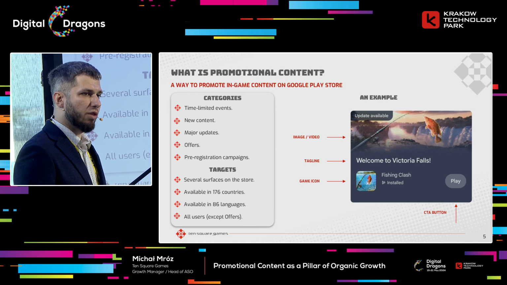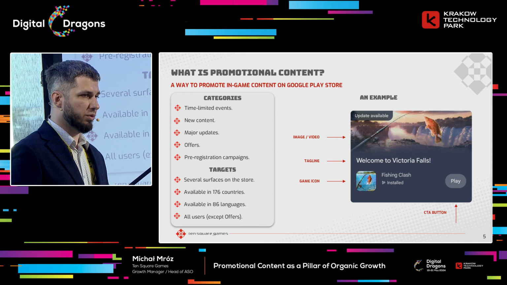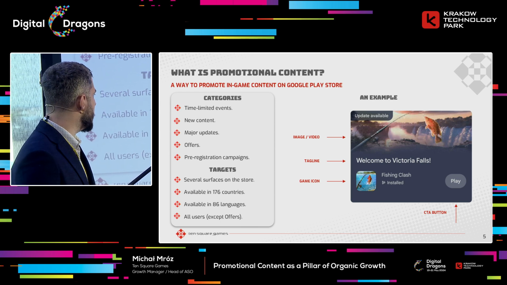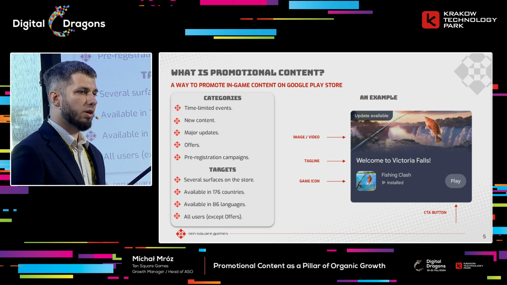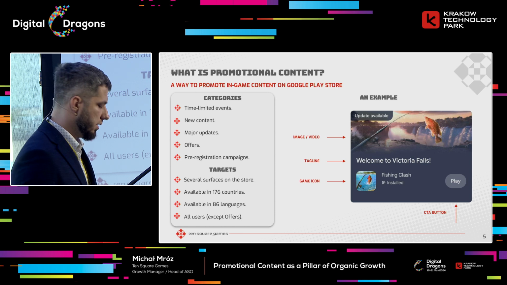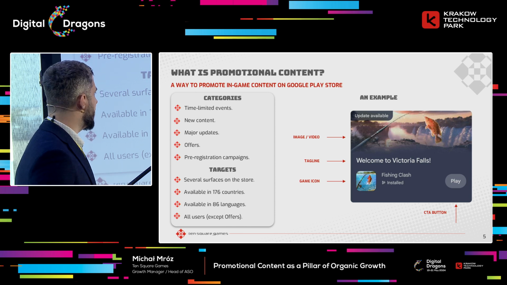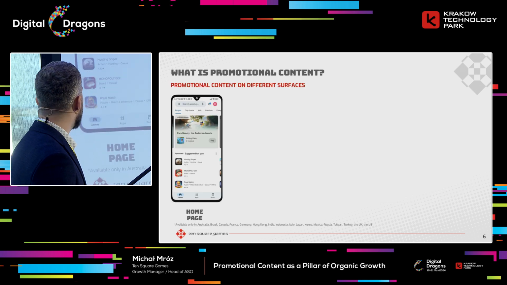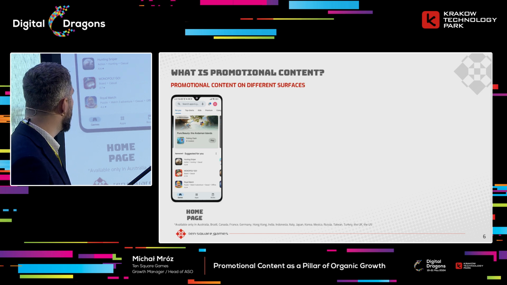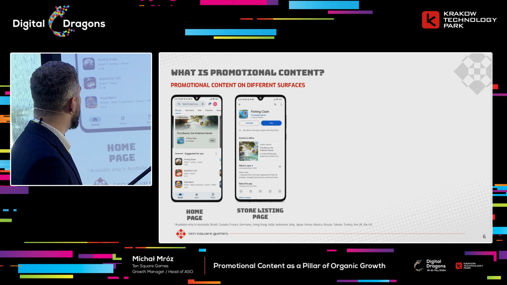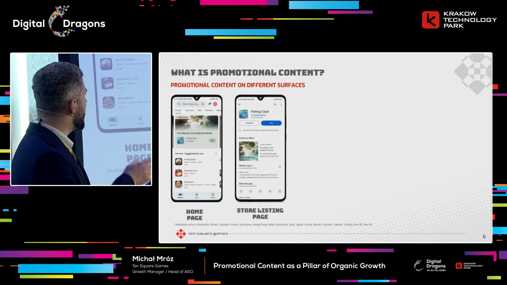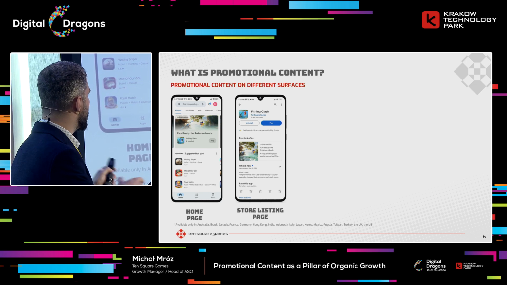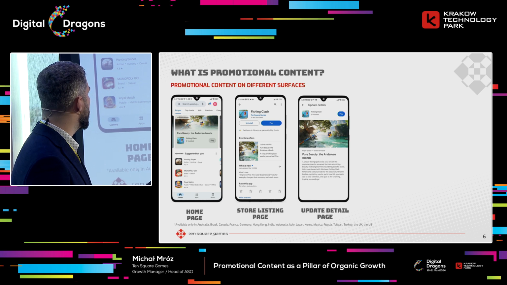And like I said, with offers, you can target even different kinds of users. And then what's even better, you have several surfaces on the store where this promotional content is appearing. Let me tell you a bit more about these surfaces. For example, this promotional content can appear on your homepage, as you can see here. Then you can have it on your store listing page in a slightly different format: a square image, a tagline, and a description.